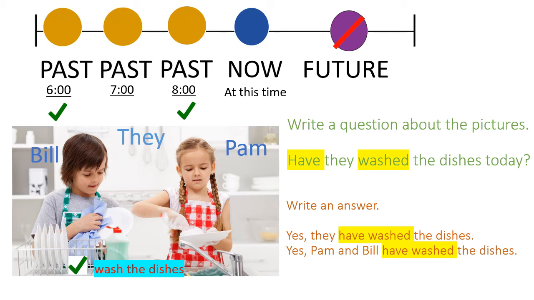And our answer to that is yes, because we see the green tick mark at 6 and at 8. So we can say yes, they have washed the dishes, or we can say yes, Pam and Bill have washed the dishes. So by they, we're talking about two people. And I should say by they, we can talk about more than one. So it could be even 3 people or 4 people.